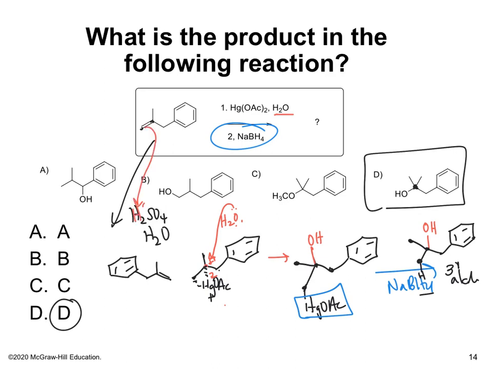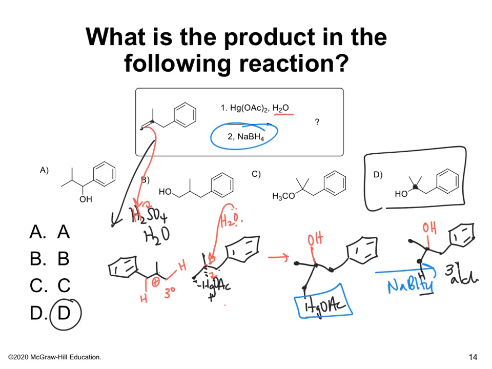Here, you protonate that, so you get a carbocation. So you're going to protonate, and you get a carbocation. That is a tertiary carbocation. However, next door is a benzylic.